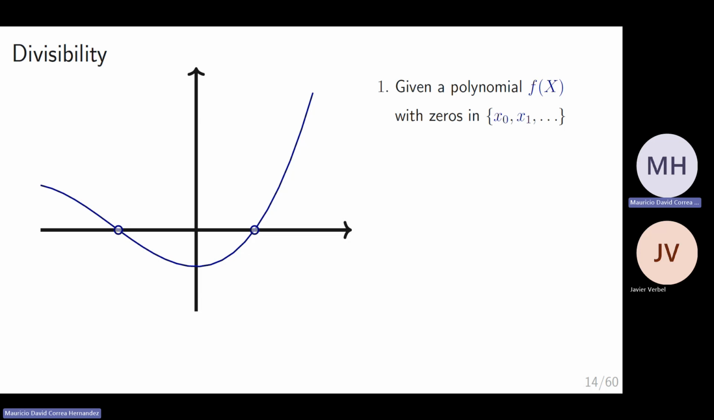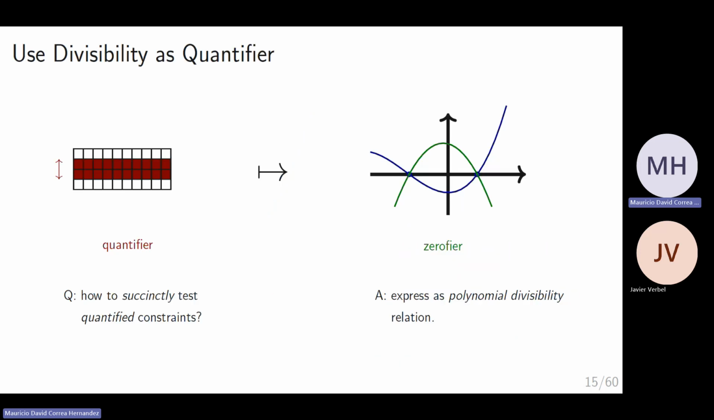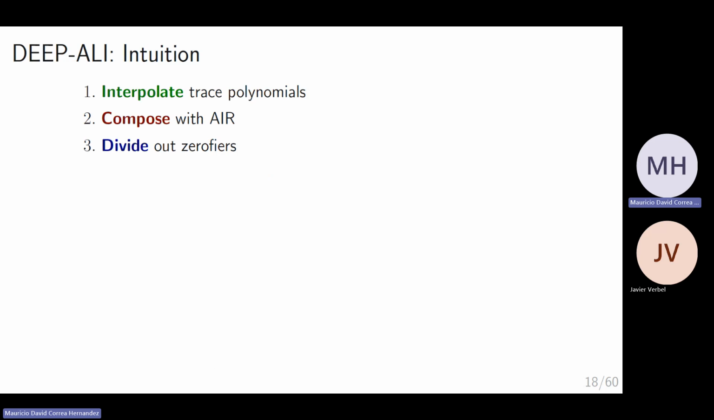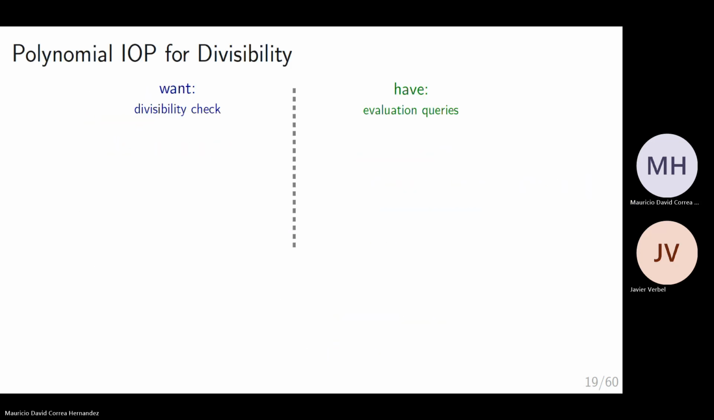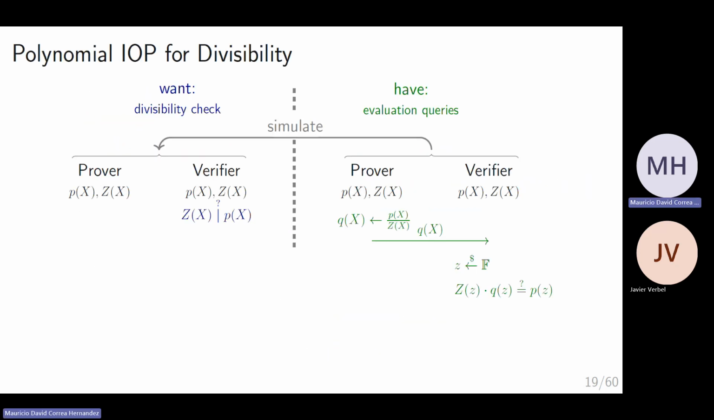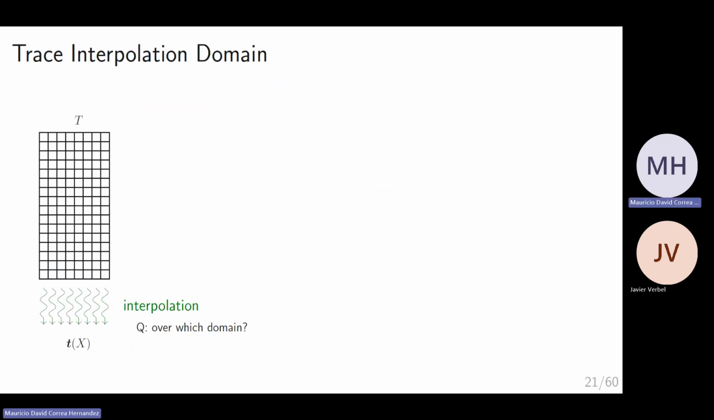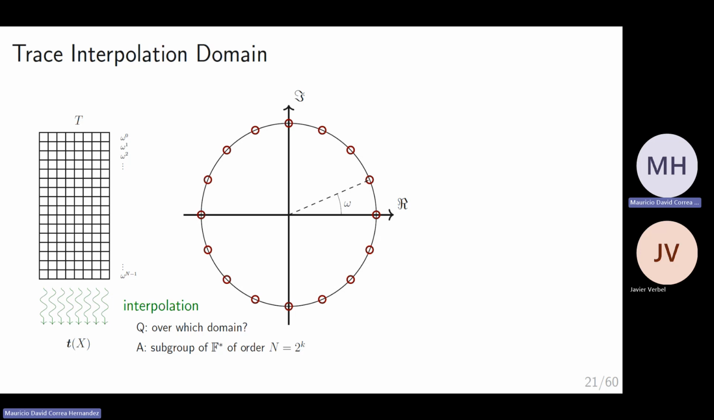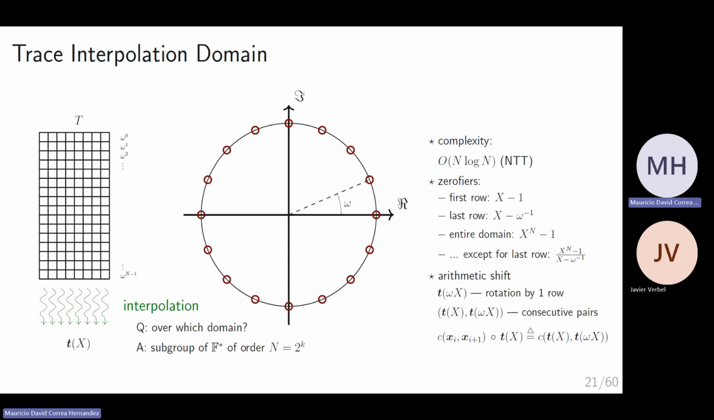Then we're using divisibility as the fundamental tool to make succinctness real. And verifiers have to be nice and structured. So the idea of DEEP-ALI is interpolate, compose with the AIR, then divide out the verifiers. We can pass over this real quick. The domain is a subgroup of order 2^k of the field, which you can identify with equally spaced points on the circle. This gives rise to a sparse verifier x^n - 1, which you can evaluate fast, even though the degree is reasonably large.